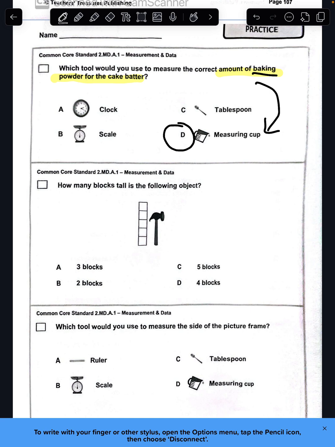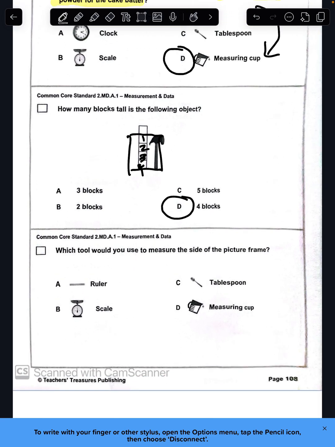Okay, next, how many blocks tall is the following object? So we're looking at this hammer. Get the end of the hammer, make a straight line across. Get the top of the hammer, straight line across. Now we just count how many blocks are inside. So 1, 2, 3, 4 blocks. So the answer is D.